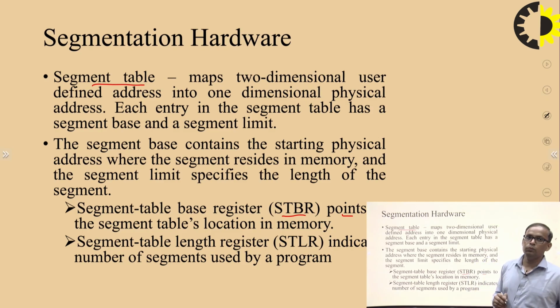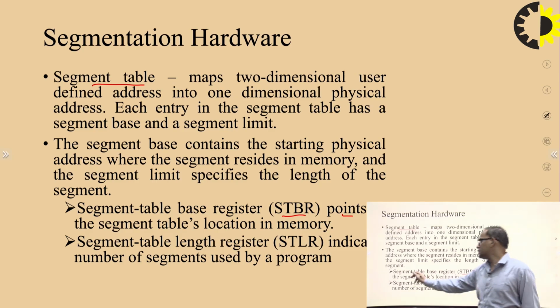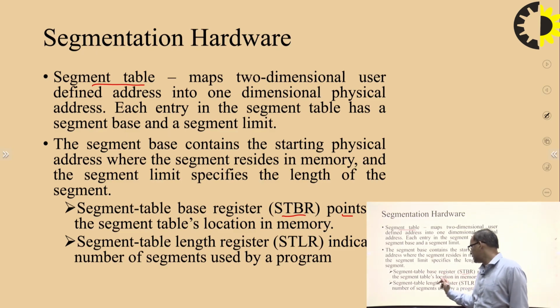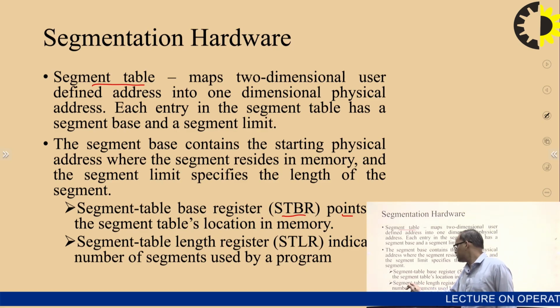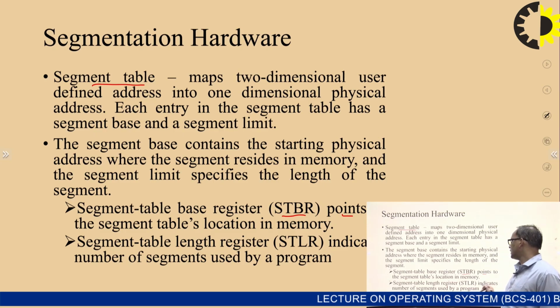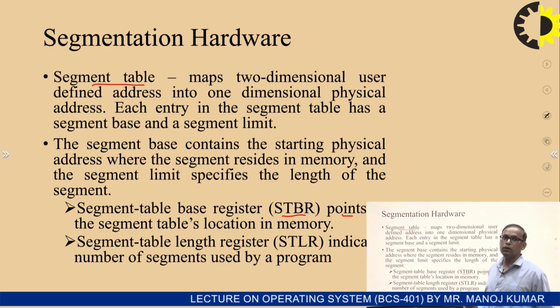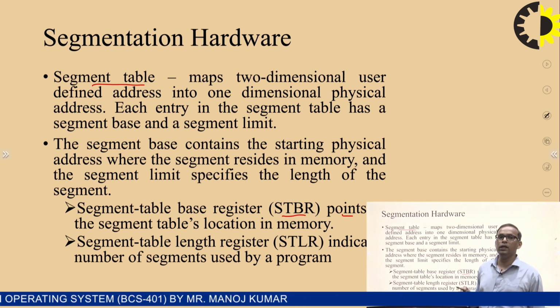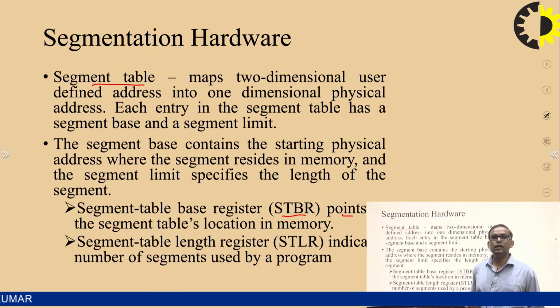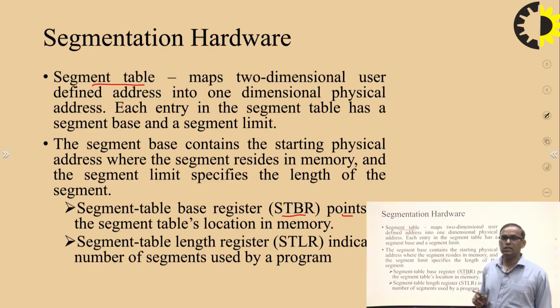To record the location address of the segmentation table, a register is used, which is known as the segmentation table base register, which points to the segmentation table location in memory. Another register is used, the segmentation table length register, which indicates the number of segments used by a particular program. It means how many segments there are in a particular program, or how many segments' data is stored in a particular segmentation table. So in context to the segmentation table, two registers are very important, which we have to maintain.